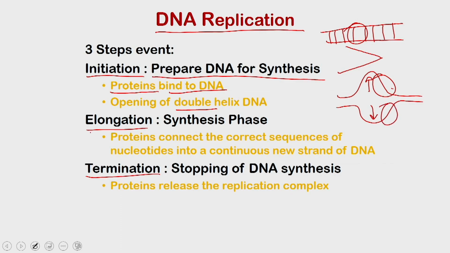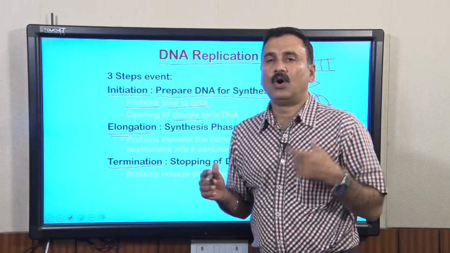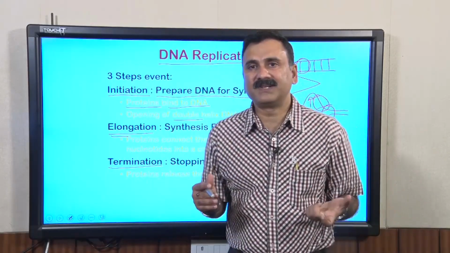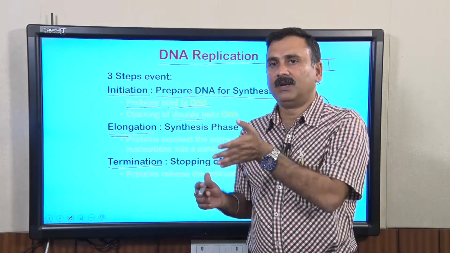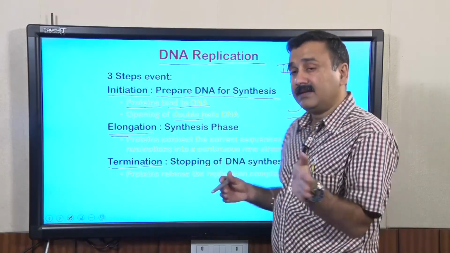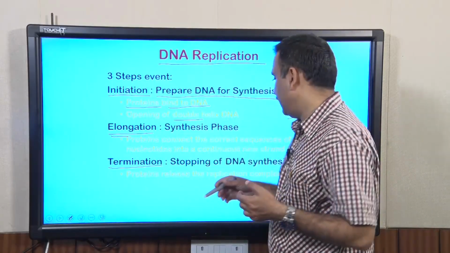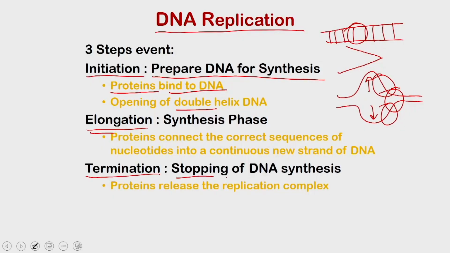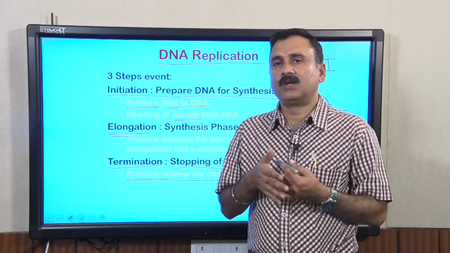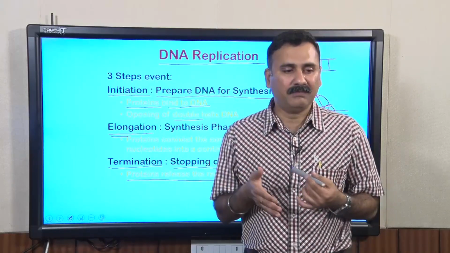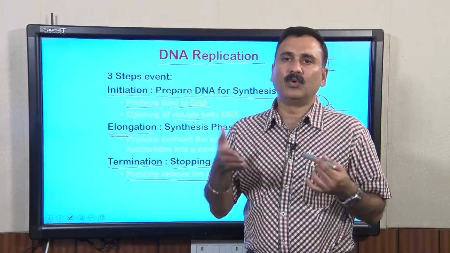Then in the elongation step, the DNA polymerase will go and sit onto this DNA, and it will start adding the nucleotides onto the primer strands, and that is how it continues the DNA synthesis. Once the synthesis is over, it stops, and there are proteins required to release the replication complexes from the template DNA. That is how DNA replication is completed in the eukaryotic or the prokaryotic system.